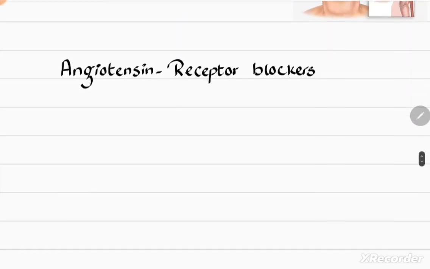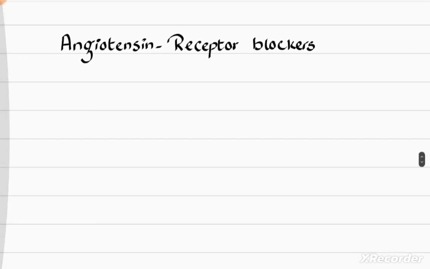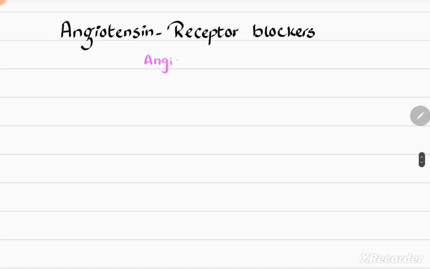The second class is the angiotensin receptor blockers. These drugs inhibit the angiotensin 2 at its receptor, so they do not prevent the conversion of angiotensin 1 into 2. However, they prevent the binding of angiotensin 2 with its receptor, thereby preventing all the cascade of events that induce the vasoconstriction and the aldosterone production.